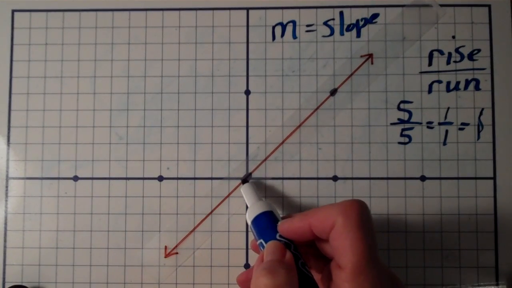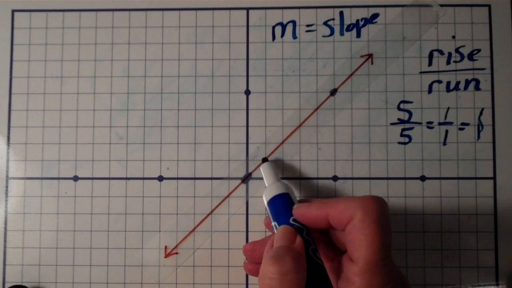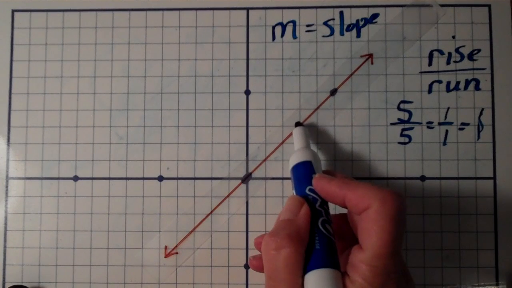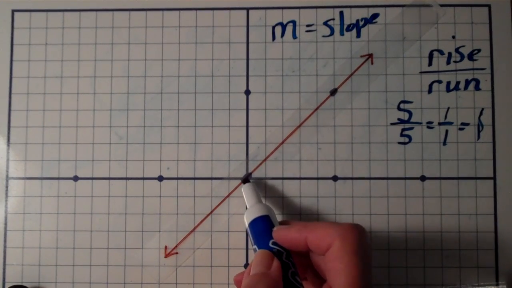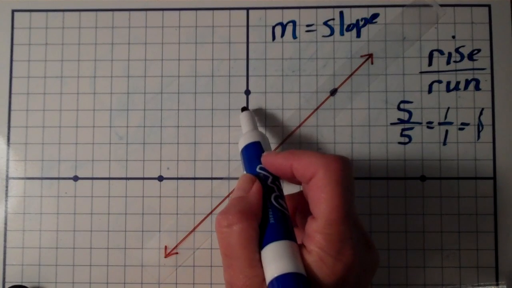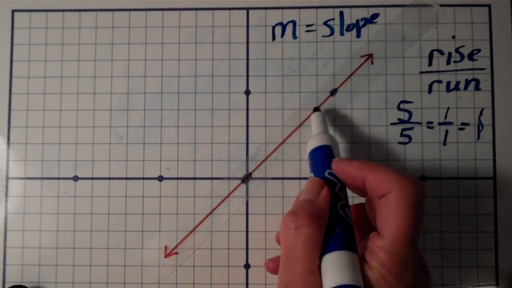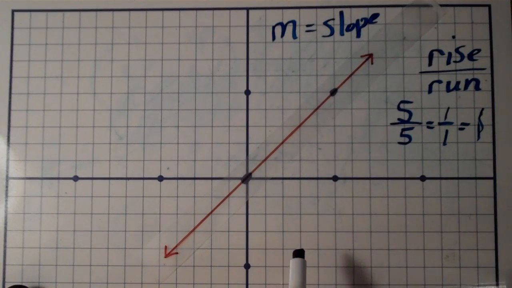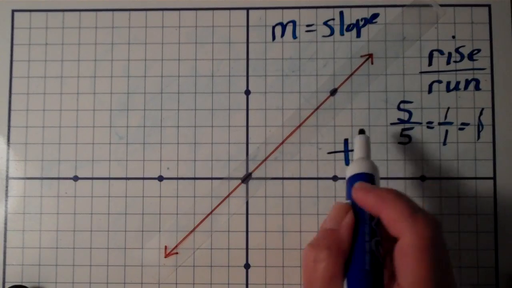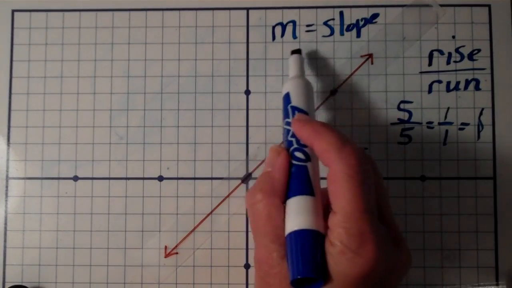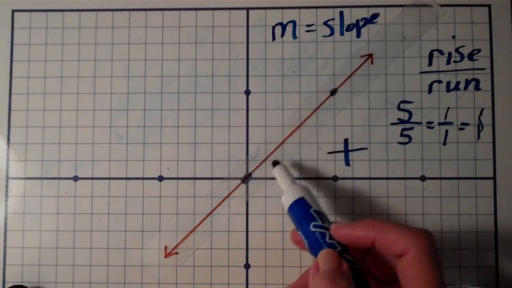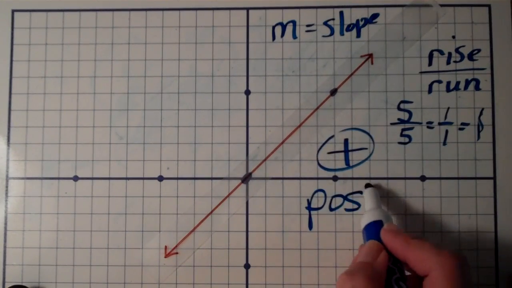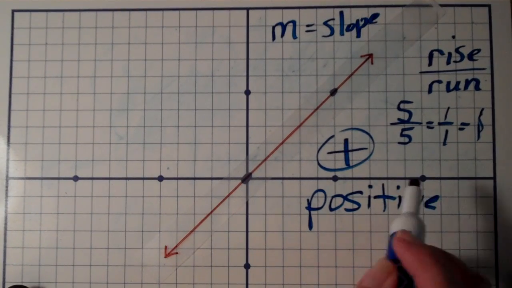So if I go up 1 and over 1, I would be on the line. Up 1, over 1, I would still be on the line. If I went up 4, 1, 2, 3, 4, and over 4, 1, 2, 3, 4, 4 over 4 reduces to 1, still on the line. So this has a slope of 1. And notice, as we read from left to right, if the line is rising, it is a positive slope.